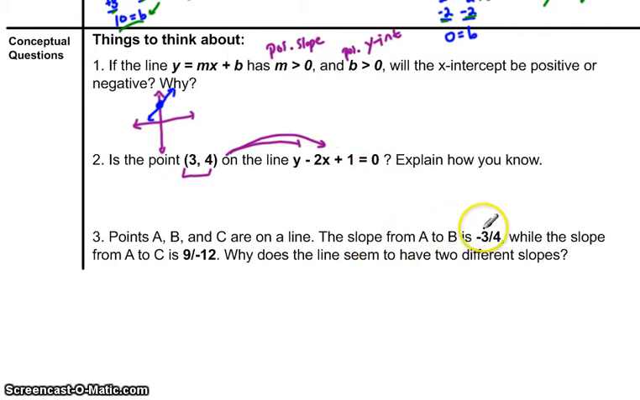In number 3, we've got a line with 2 different slopes. One slope is negative 3 over 4, and another slope is 9 over negative 12. Shouldn't a line have one slope? Are those different numbers? Are they the same? Make sure you write a couple sentences as a response.